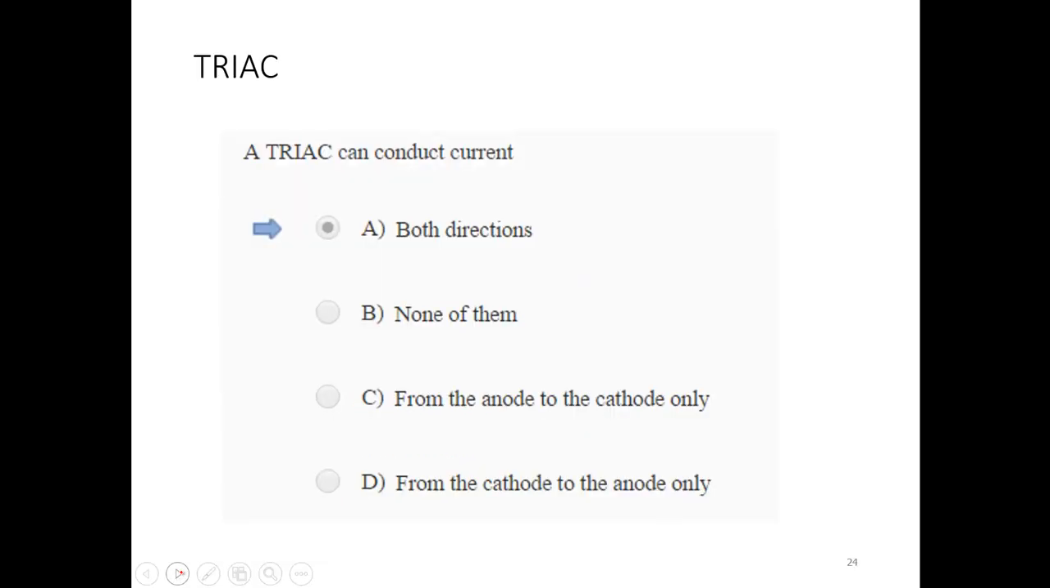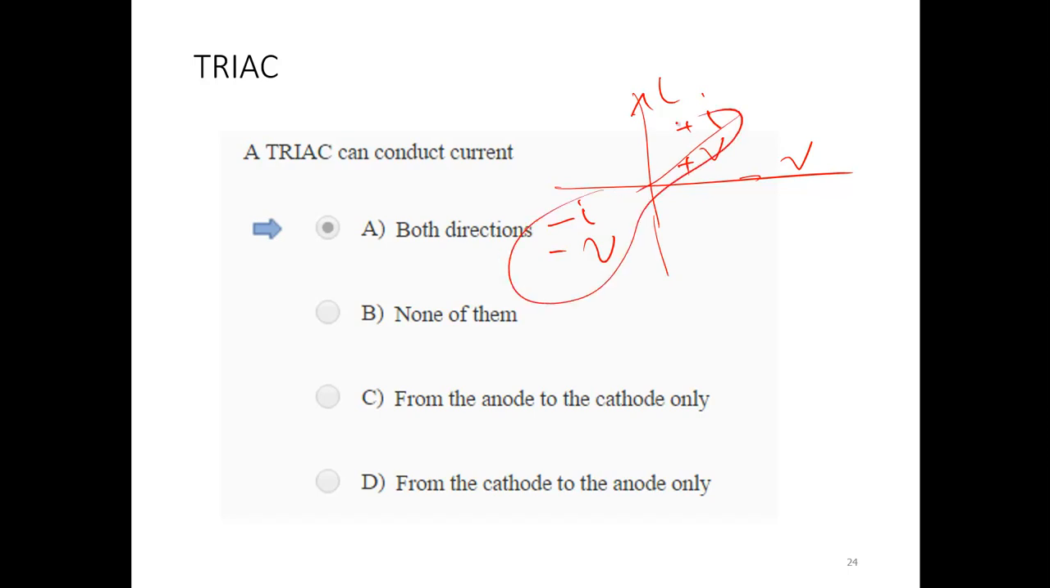The triac can conduct in both directions. Triac is a device that allows current to flow in both directions. That means it could have a positive voltage V and a positive current I, and it can also allow a negative current and a negative voltage. That gives operation in two quadrants. If the voltage is positive, you apply a gate voltage; if it is negative, you apply a gate signal, and current can flow in both directions.